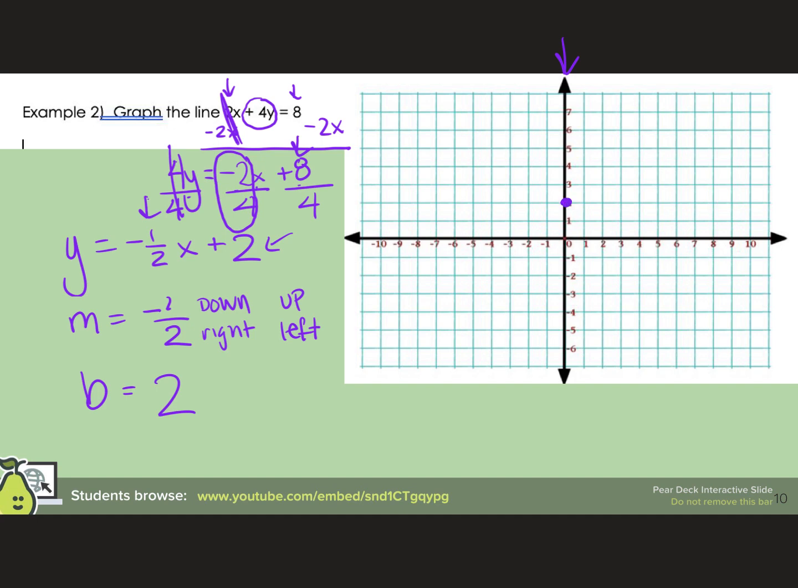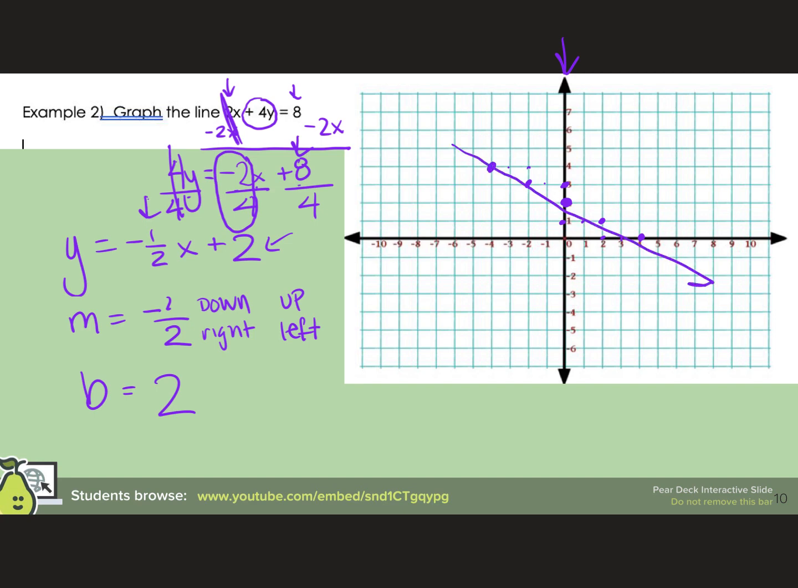Starting from that point, use your slope. I'm going to go down 1 and right 2. Again, down 1, right 2. Or you could have gone up 1 and left 2, up 1 and left 2. It's all the same line.